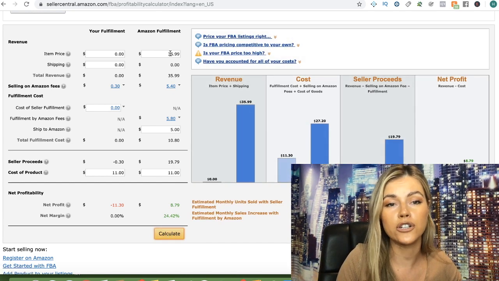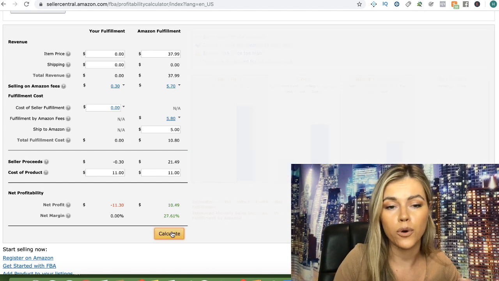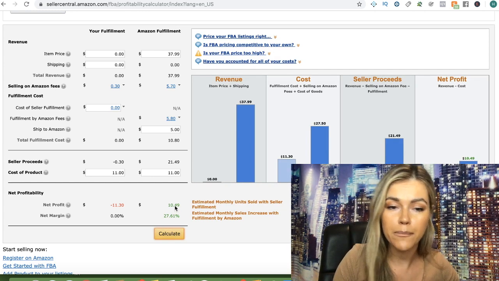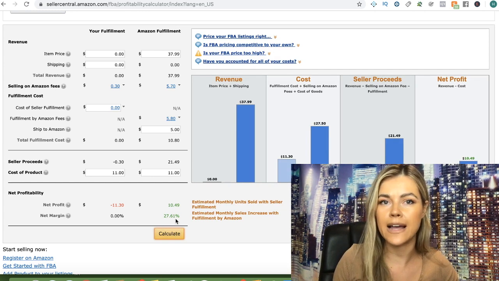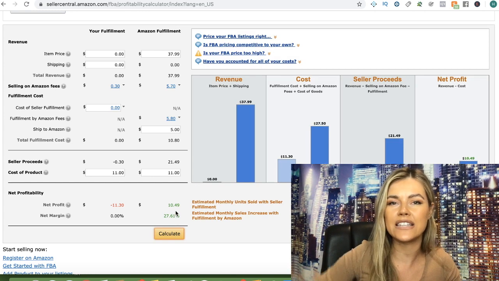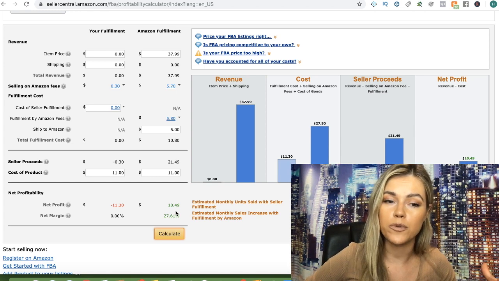Say you have a bundle or a premium product and you increase your price by $2 or whatever. Now you have a $10 profit, right? But the net margin is still under 30%. So does that mean don't do it? Of course, do it, because you're pretty much getting $10.50 of profit, which is enough to play around with PPC. So just take these numbers with a grain of salt.